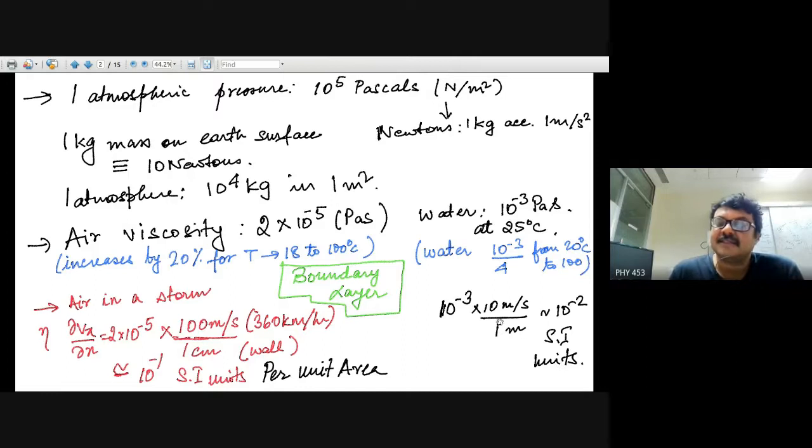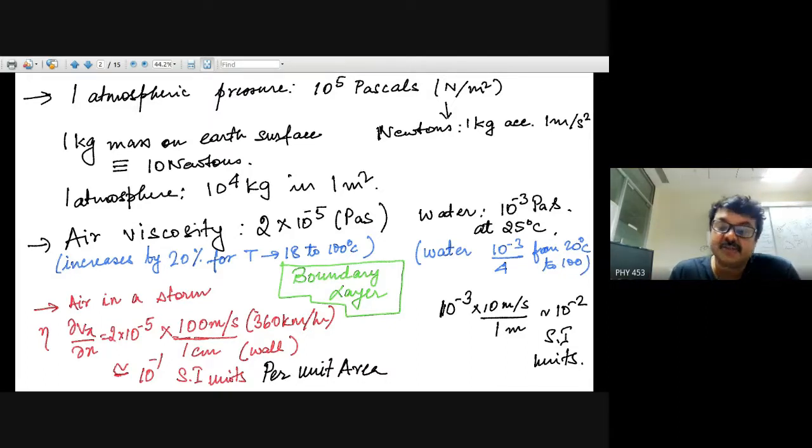The reason is that the velocity gradient is not 10 meters per second by 1 meter. The length scale of the boundary layer is 1 millimeter, and that is the length scale over which the velocity is changing. So if you put in that 10 to the minus 3, then you essentially have to give 10 newtons per meter square. And your body surface would be, I guess, half a meter square or something like that. So that is the right number. It's not 1 meter but 1 millimeter, because the boundary layer is of the order of 1 millimeter, and that is the length scale over which the velocity changes.